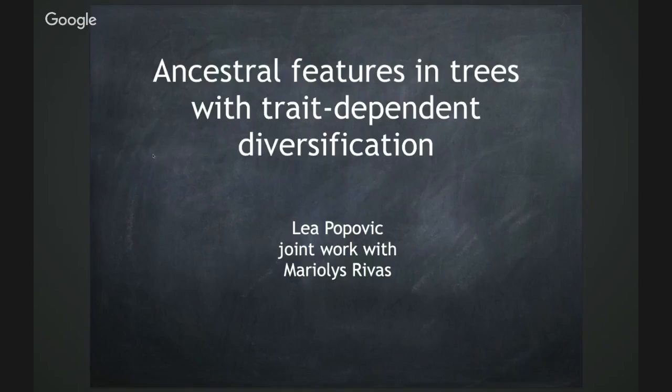Thank you, and thanks for the invitation to give a talk in the Philo seminar. My talk is titled Ancestral Features in Trees with Trait-Dependent Diversification, and most of the work is done with my former PhD student, Popovic Rivas. And it's based on some extension of my work on modeling coalescence for macroevolutionary trees from a number of years before with my former advisor, David Aldous, and then with my French colleague, Amaury Lambert.